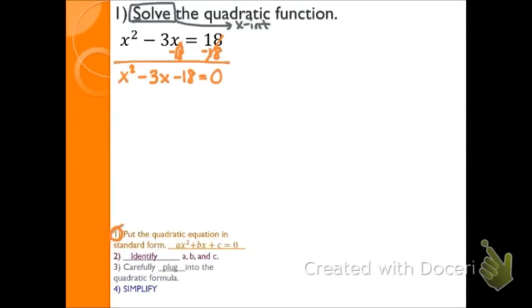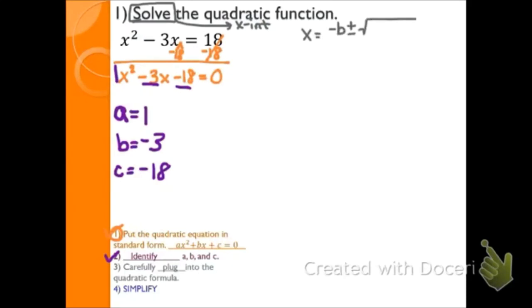Now let's move on to the next step, which is to identify a, b, and c. Looking at our function, a is 1, b is -3, and c is -18. So that was step 2. Now we're ready for step 3, which is to carefully plug into the quadratic formula. So in order to carefully plug into it, we need the formula: x equals -b plus or minus the square root of b squared minus 4ac all over 2a. This is my quadratic formula, and I'm going to carefully plug in a, b, and c.